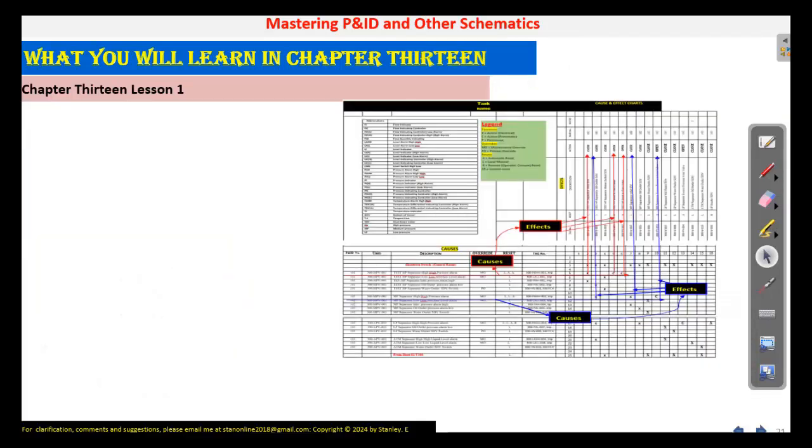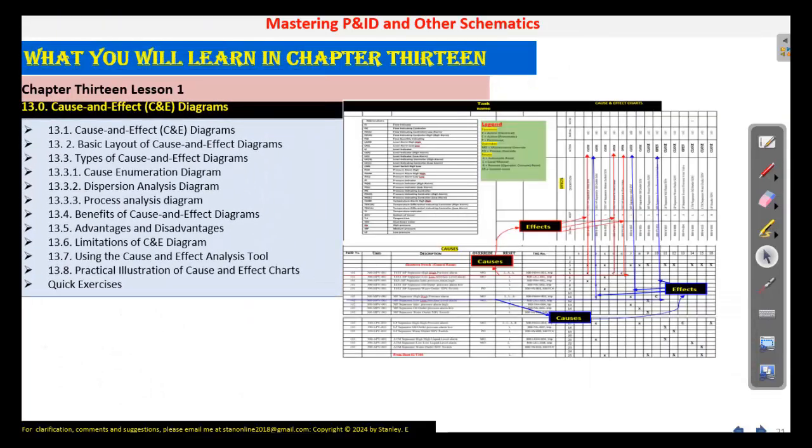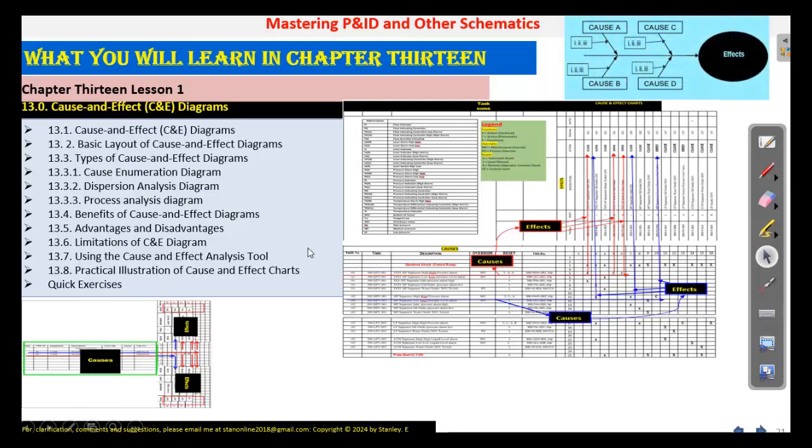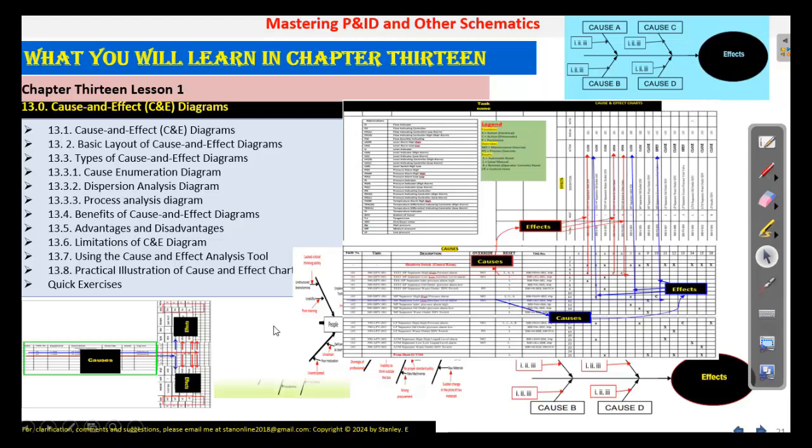What you learn in chapter 13. In chapter 13, we are going to be looking at cause and effect diagrams, basic layout of cause and effect diagram, types of cause and effect diagram, causes enumeration diagram, dispersion analysis diagram, process analysis diagram, benefit of cause and effect diagram, advantage and disadvantage of cause and effect diagram, limitation of cause and effect diagram, using the cause and effect analysis tool, practical illustration of cause and effect chart, and of course some quick exercises.